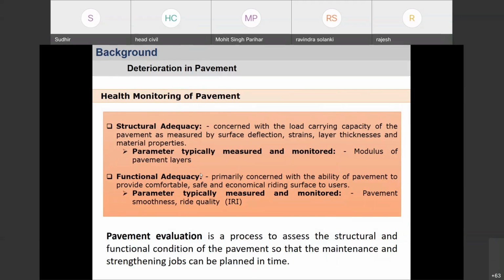Okay. So what would be the typical parameter that you would like to monitor or measure here? It is basically the payment surface smoothness, or the riding quality that the existing payment is offering.